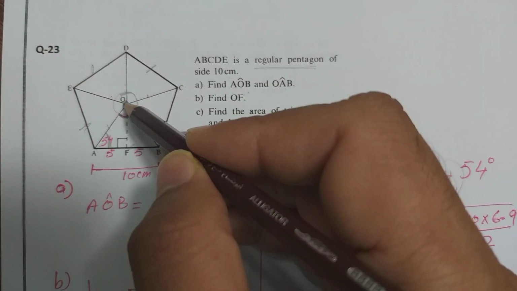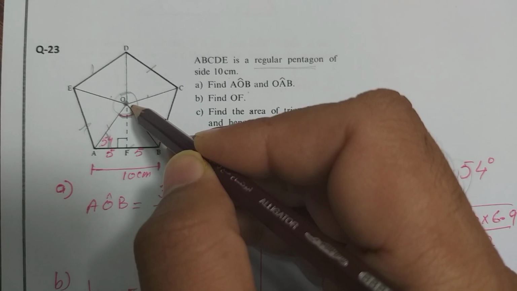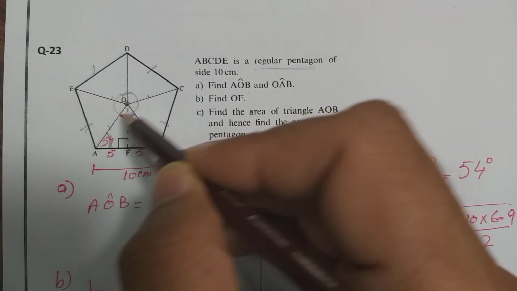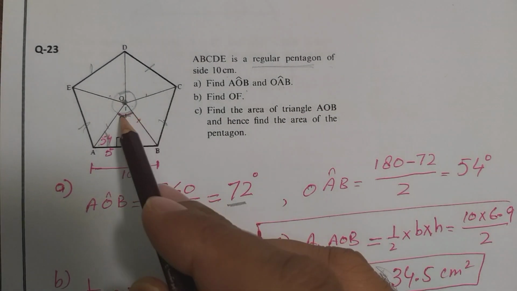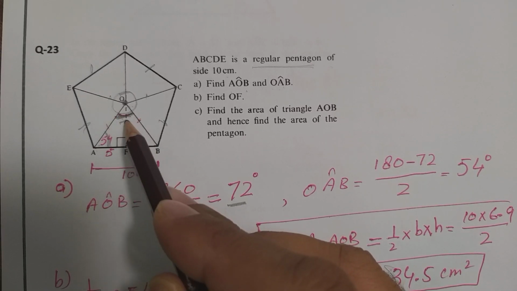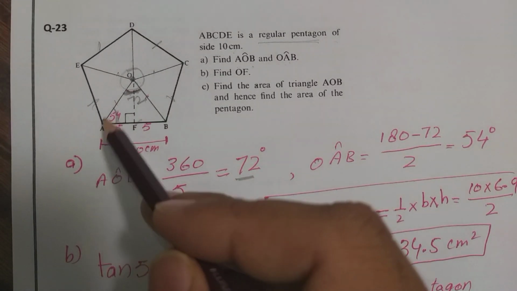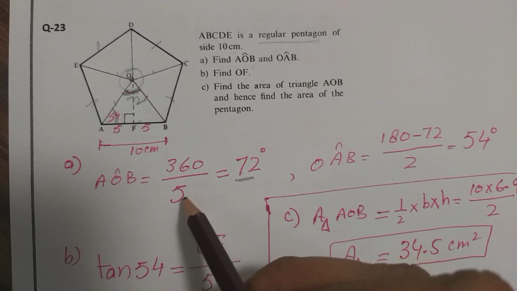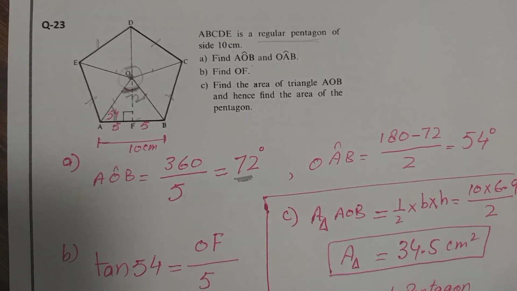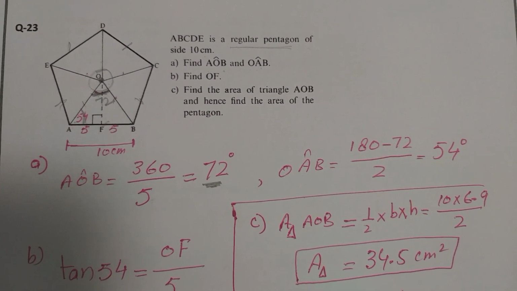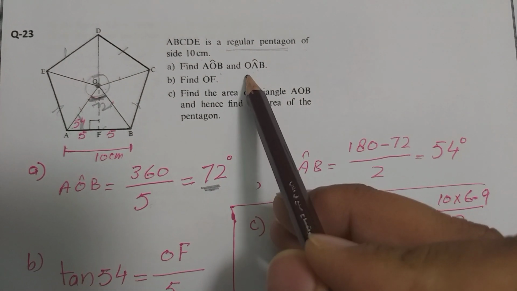So around a point, the total angle is 360. 360 divided by the number of sides, it becomes one angle 72. So this angle is 72 degrees. So AOB is 360 divided by 5, which is 72. Now we need to find the second one, which is OAB.